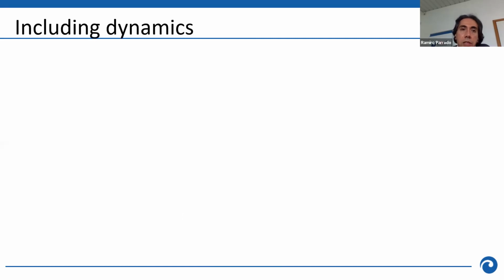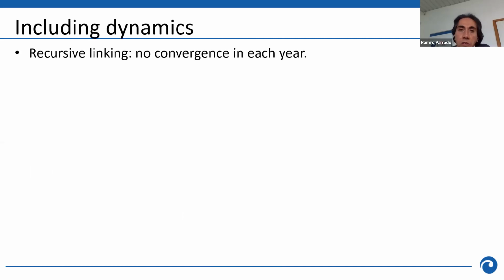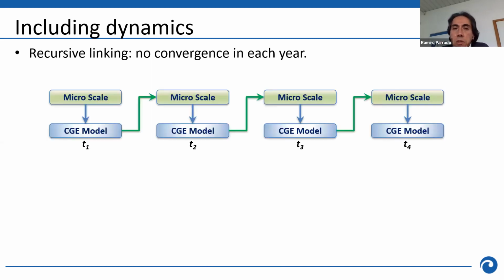Just to illustrate this point, when we think of a recursive linkage, we are not seeking convergence in each year. So it's basically a one-directional link. We start with the micro scale. For example, in this case, I put in the micro scale to represent not only the microeconomic models, but also the ensemble of the microeconomic, hydrological, and maybe other models that could be coupled in this step.